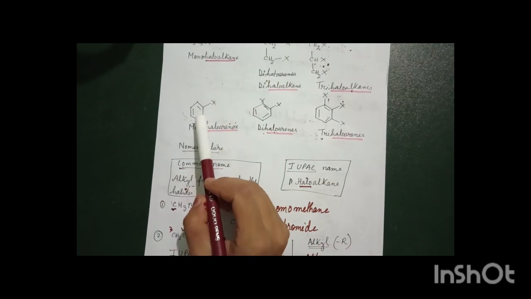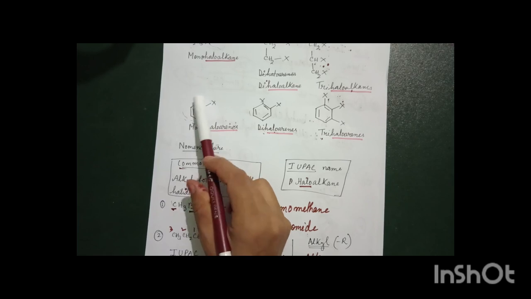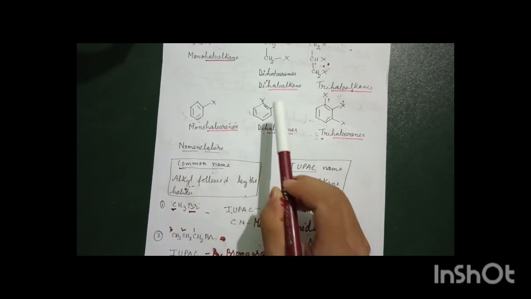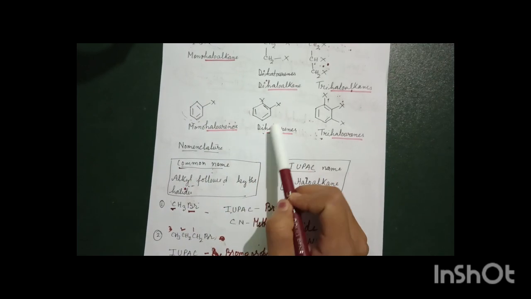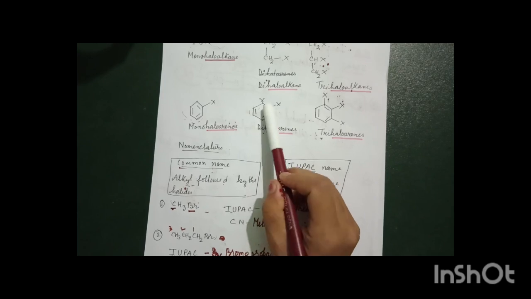In a similar way, with one halogen it is monohalo, and this is not an alkane, this is a ring form, so it is called arene. How many halogens are here? Two, so it is called dihalo, and this is a ring, so it is called dihaloarene. Three halogens, so it is trihaloarenes.